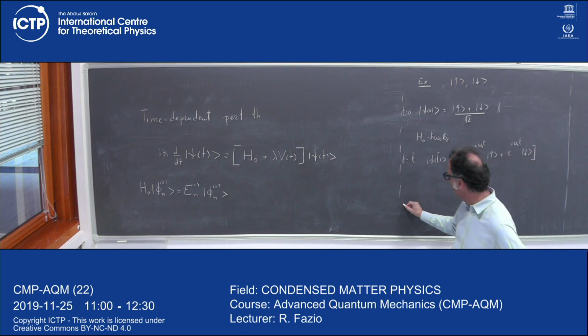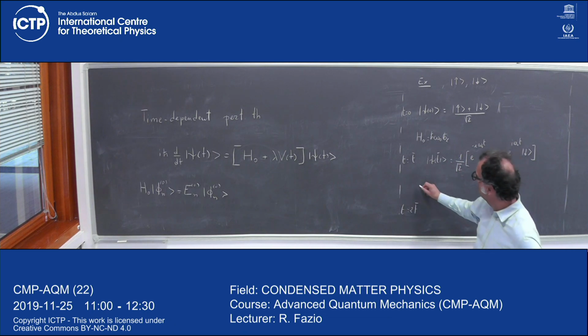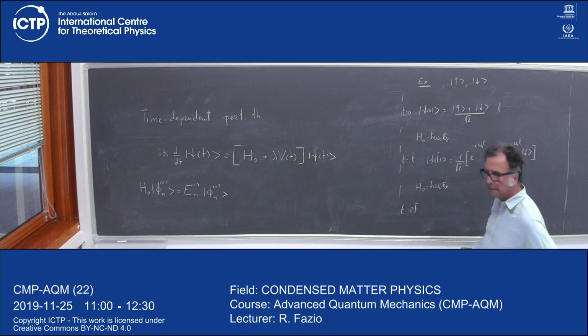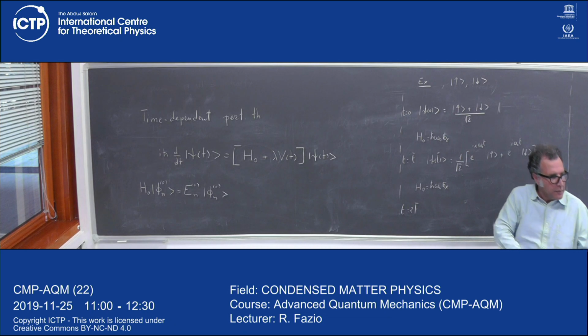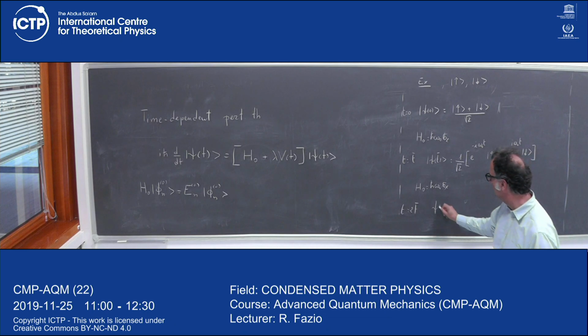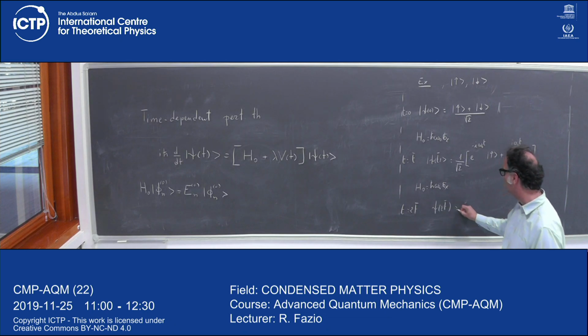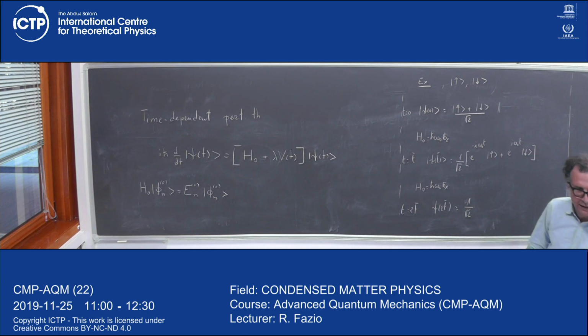Then from t bar to twice t bar, the Hamiltonian is h bar omega 0 sigma x. So the Hamiltonian is time dependent because I'm changing the Hamiltonian. So what is the state psi of 2t bar? So I start with the easy part, 1 over square root of 2. Okay?